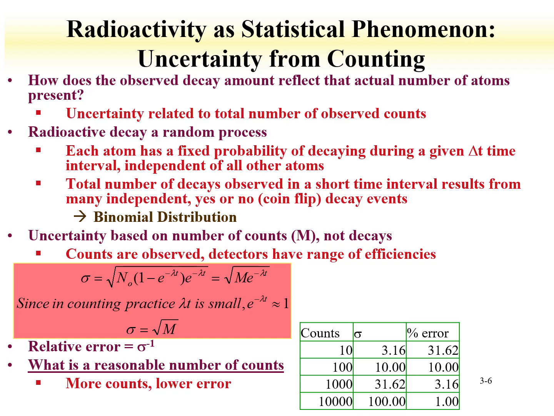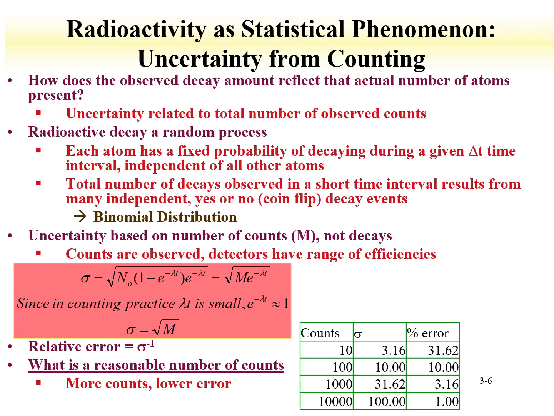Increase the counts to 100, the error drops to 10%. 1,000, 3.16%, and 10,000, 1%. Normally, in the laboratory, having counts between 1,000 and 10,000 provides suitable uncertainty in your data and is within the general experimental error of other devices and apparatus that you would use in the laboratory.